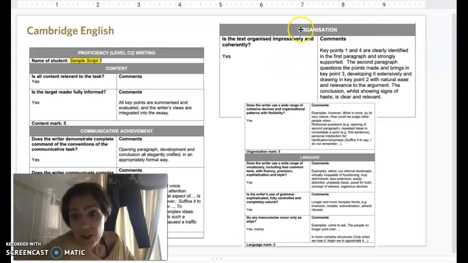On organization, is the text organized impressively and coherently? And does the writer use a wide range of cohesive devices? We're going to need to work on this more thoroughly. Cohesive devices, I will include some of those next. And last but not least, this is something that you in general have mastered. Your language does sound pretty academic, and kudos for that. Please have a look.